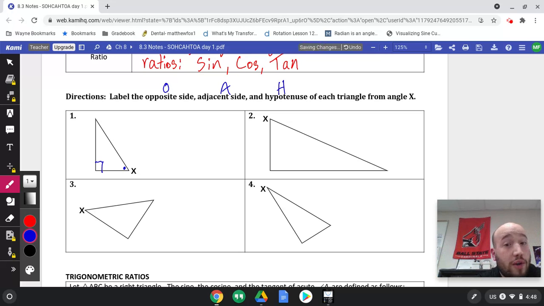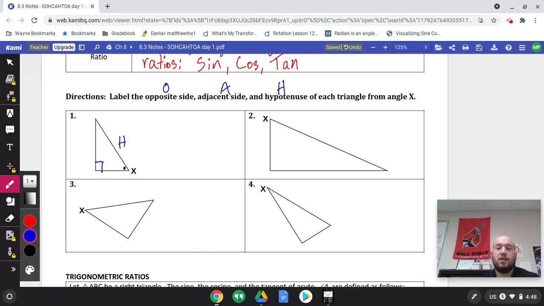Now, we've already been talking about the hypotenuse. This is the easiest one to find, so I recommend you do it first. The hypotenuse, we know, is across from the right angle. So here's our right angle, and across from it, that's our H. So I'm going to put H there.